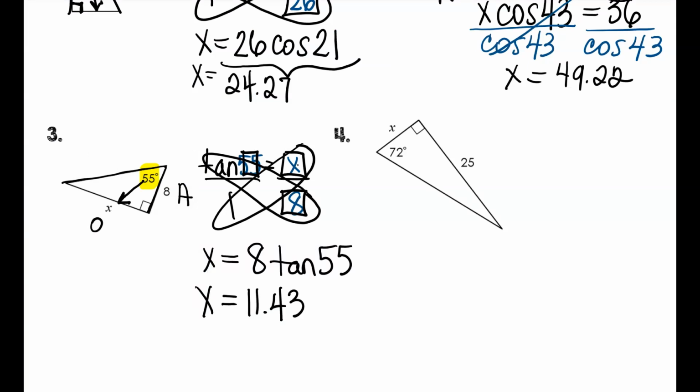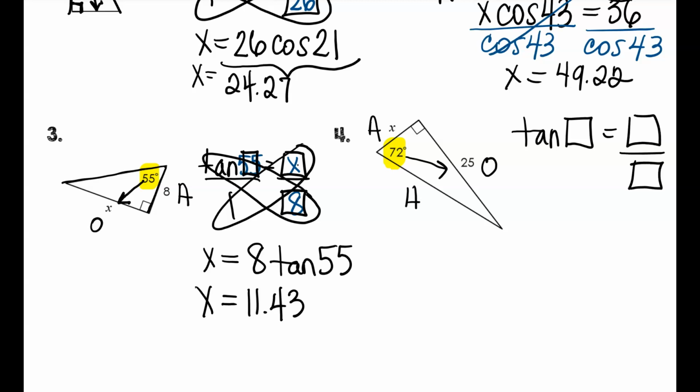Next, 72 is the angle. Be careful here. 72 is the angle. This over here is the hypotenuse because it's across from the right angle, which means this 25 is opposite and this x is adjacent. So again, it's tangent. It's tangent because we have the opposite, we need the adjacent.